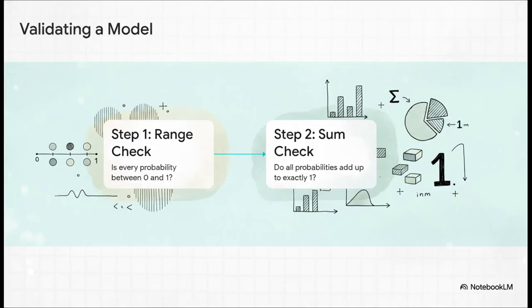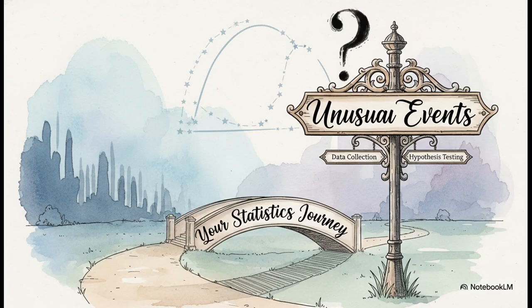And here's a fantastic little pro tip for checking your own work. How do you know if your model is actually correct? Well, you use our 2 golden rules as a quick 2-step test. Step 1, is every single probability you listed somewhere between 0 and 1? Step 2, do they all add up perfectly to 1? If you can say yes to both, you're golden. Your model is valid.